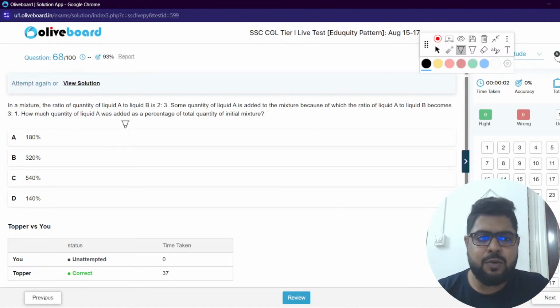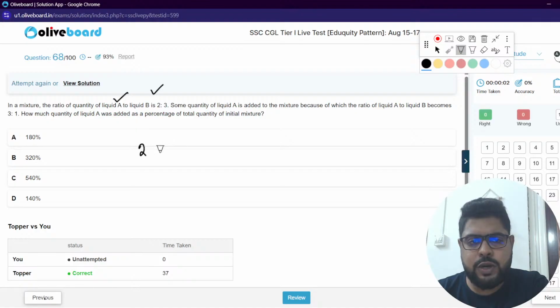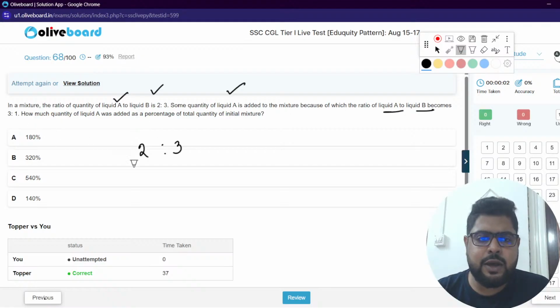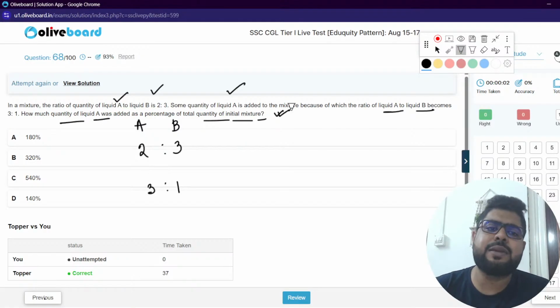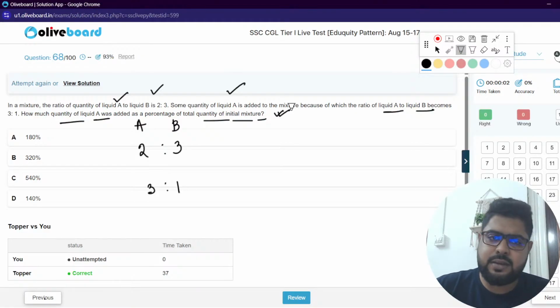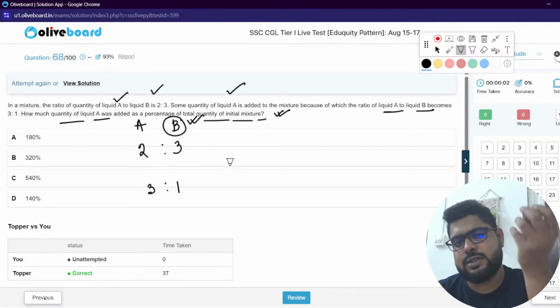Chalo sir. Now, in a mixture, liquid A, liquid B, liquid A to liquid B is 2:3. Liquid A is added again, and the liquid A to liquid B now becomes 3:1. So this is A to B. How much quantity of A was added as a percentage of total quantity of initial mixture? Acha, B was not added. Now B was constant. Tab to sir, very simple.